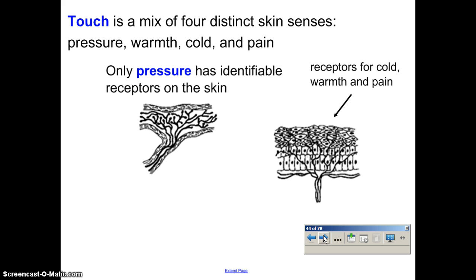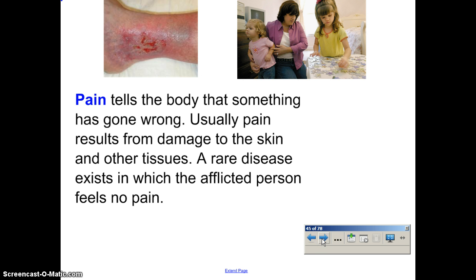Touch is a mix of 4 distinct senses: pressure, warmth, cold, and pain. Researchers have only been able to identify unique receptors for pressure, as you can see in the diagram. The others all look identical, like this, although they serve different purposes. Pain receptors tell the body something is wrong, usually from tissue damage.